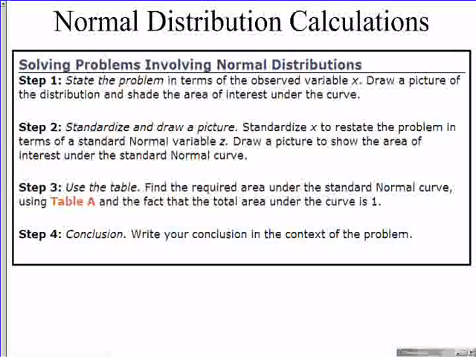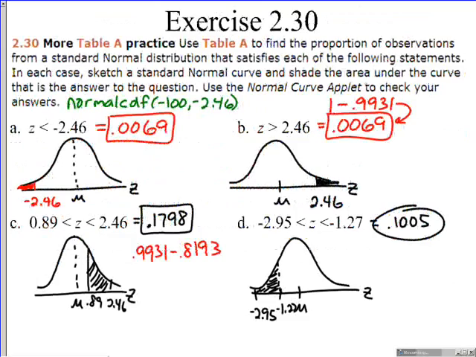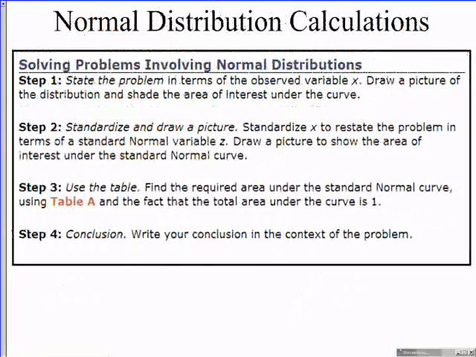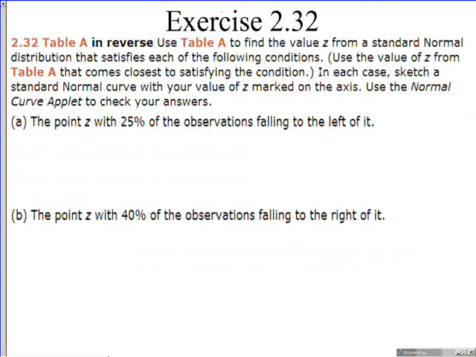Solving problems involving normal distribution. Step 1, state the problem in terms of the observed variable x. Draw a picture of the distribution and shade the area of interest under the curve. Okay, so that's what we did right here, where we drew our pictures. Number 2, standardize and draw a picture. Standardize x to restate the problem in terms of a standard normal variable z. Draw a picture to show the area of interest under the standard normal curve. Use the table. Okay, you can also use a calculator and write your conclusion in the context of the problem. Okay, this right here is going to be important to everything you do all year long. Anytime you are answering a question, do so in the context of the problem, not in general terms.